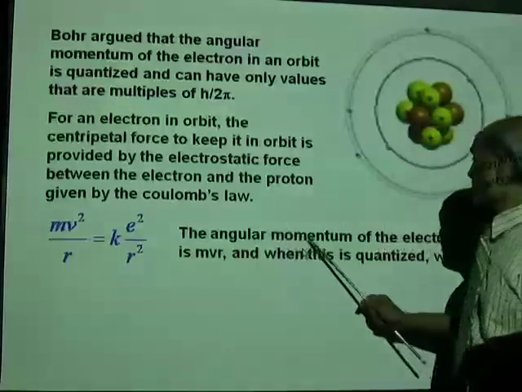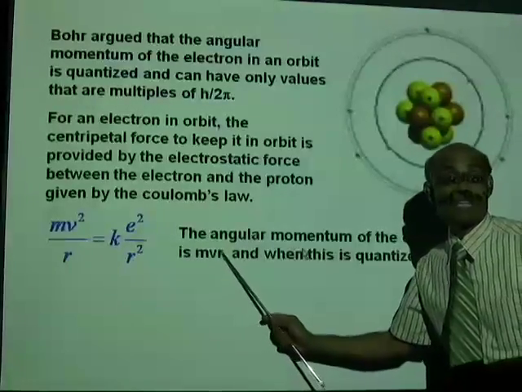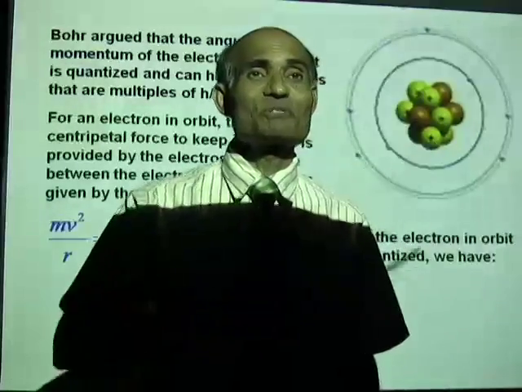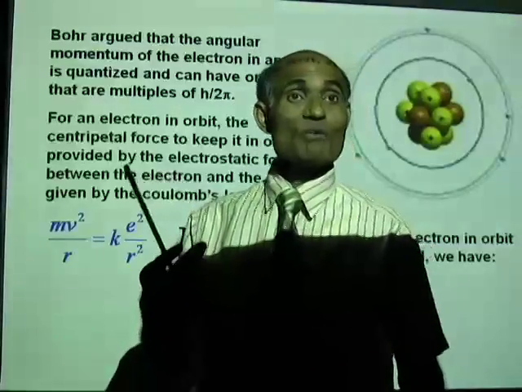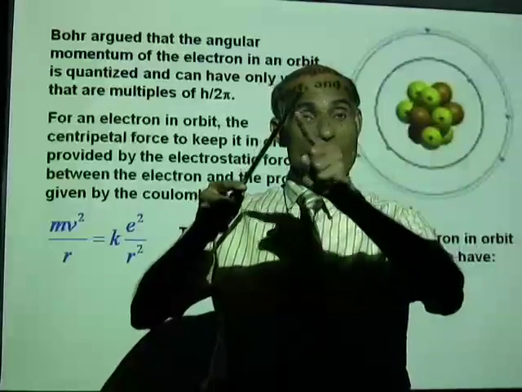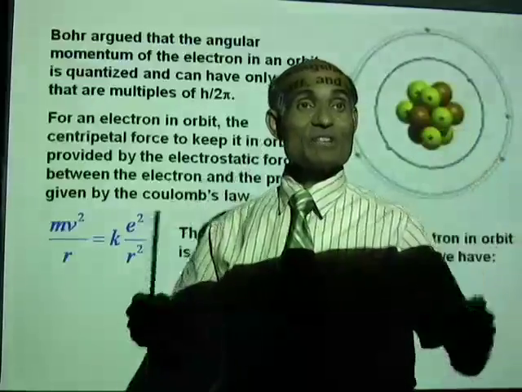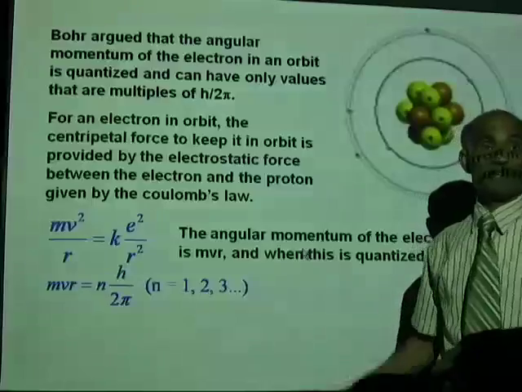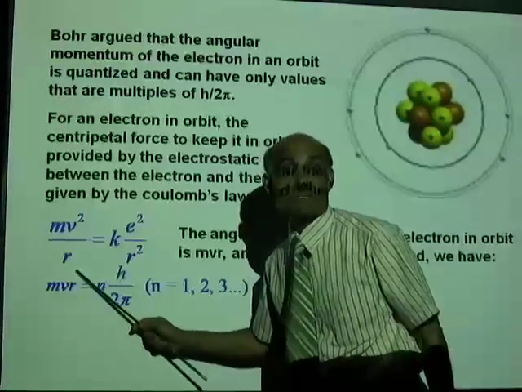Now, the angular momentum of the electron in orbit is m times v times r. Now, how many of you recall that from the first part of physics we did in the last semester? The angular momentum of an object of mass m moving with a velocity v at a distance r from the axis of rotation is m times v times r. We're going to use that over here. And according to Bohr, that angular momentum is quantized.